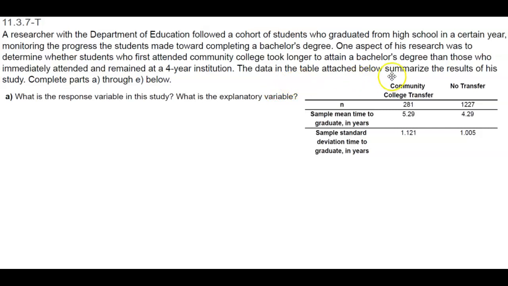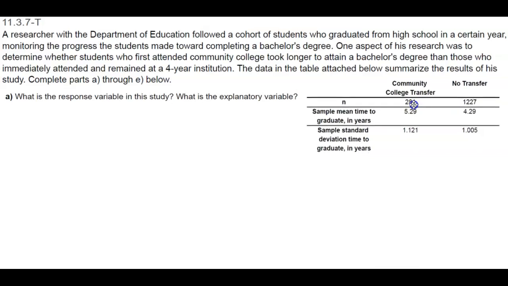The data in the table attached below summarizes the results of this study, and we're going to complete parts A through E. So here we have our sample size, our sample mean, and our sample standard deviation for the community college transfer and no transfer. For part A, it says, what is the response variable in this study, and what is the explanatory variable in this study?